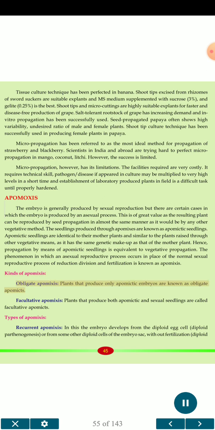Kinds of apomixis. Obligate apomixis. Plants that produce only apomictic embryos are known as obligate apomicts. Facultative apomixis. Plants that produce both apomictic and sexual seedlings are called facultative apomicts.